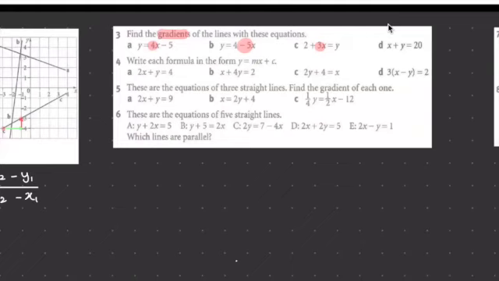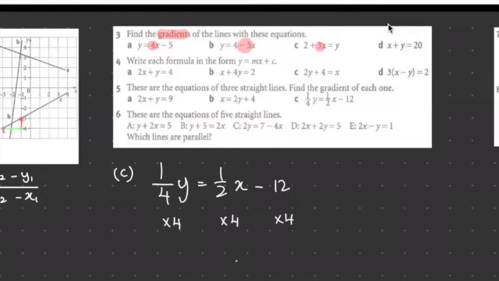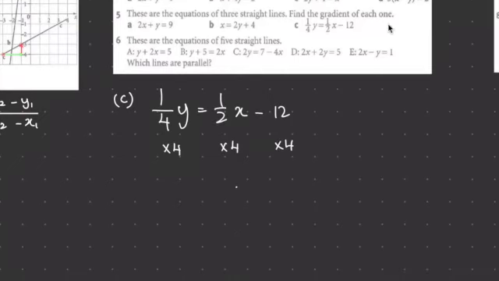Looks a little bit tricky, but it is not. It's actually far easier than the rest. In order to remove the fraction, I may have to multiply everything by 4, so that I can remove the fraction. Then it's done. y is equal to, well, 4 multiplied by half, you get 2x. 12 multiplied by 4, you get 48. So your gradient would be 2. And that's it.